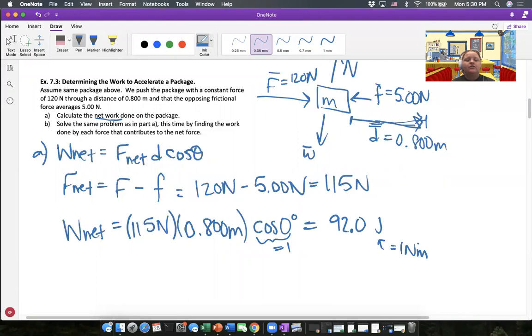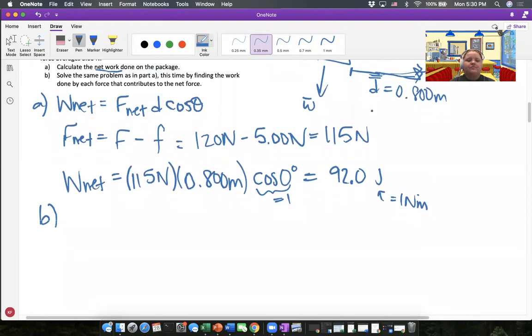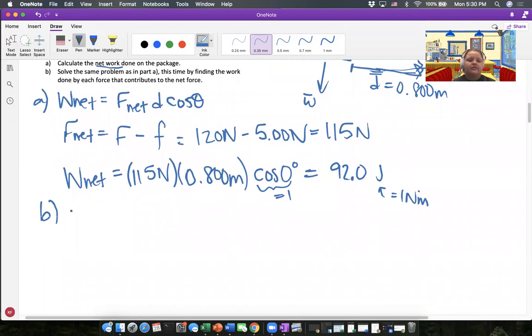Now we're going to solve the same problem in a different way. We're going to find the work done by each of the forces that contributes to the net force. Our net force, remember, was our applied force and our frictional force. We're going to find the work of each of those individually and then add those together.